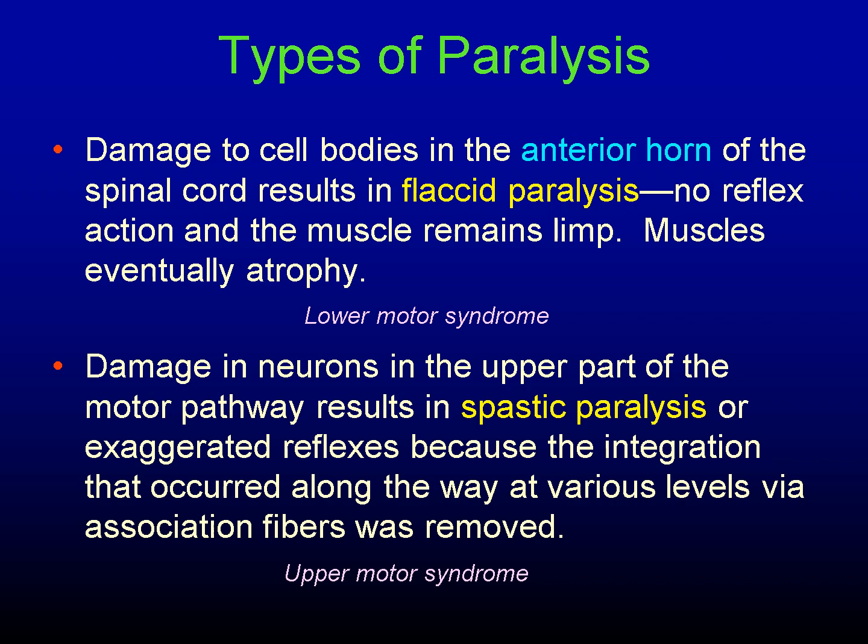If the cell bodies of the ventral horn or the ventral root are severely damaged, then the patient develops flaccid paralysis of the muscles that were being served at the level of injury. Flaccid paralysis results in a loss of voluntary control of the affected skeletal muscles, no reflex activity, and the muscles remain limp and will eventually atrophy. This condition is also known as lower motor syndrome.